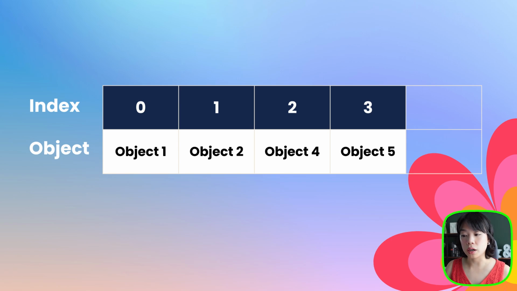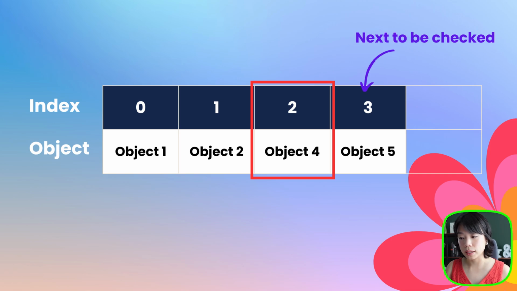And so now we're already at i equals 2, right? So the next time that we go to the for loop, we go to i equals 3, which means that object number 4 never gets checked. And so basically we're going to skip some objects every time that we remove something from the array.